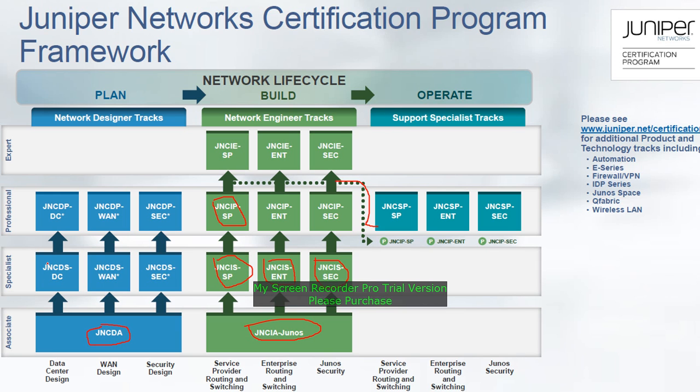So again we come to the specialist level of design. There are three separate tracks: data center, WAN, and JNCDS security, which will cover the security portfolio for designing and implementation. Then there is a professional track, and later, maybe in the next couple of months, Juniper will introduce JNCDIE, which will be the expert level. So this is the basic framework of Juniper certifications. You can start from JNCIA Junos.